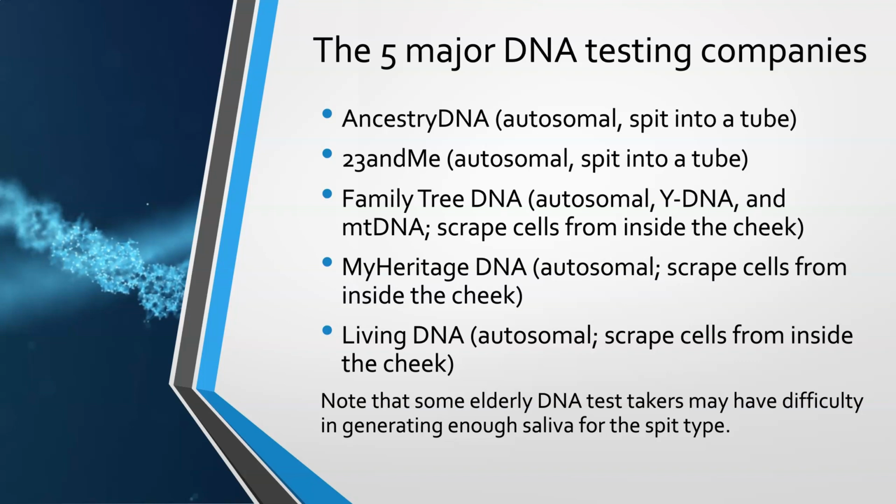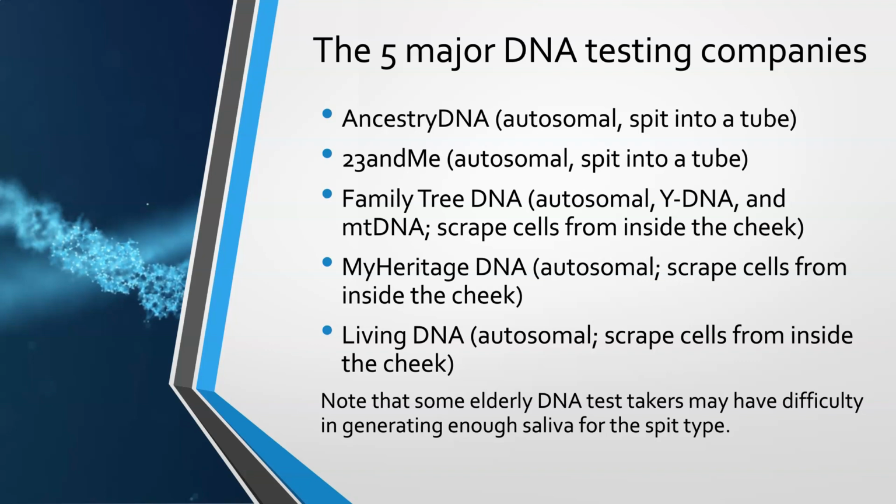Family Tree DNA, I've already mentioned, actually provides all kinds of tests, autosomal, Y-DNA, and mitochondrial. MyHeritage and Living DNA are also test companies. They provide autosomal testing. That's the only type they provide as well. Another option here is that the type of tests may require how you do the test differently. With Ancestry DNA and 23andMe, you spit into a tube, while with Family Tree DNA, MyHeritage, and Living DNA, you scrape some cells from the inside of the cheek.